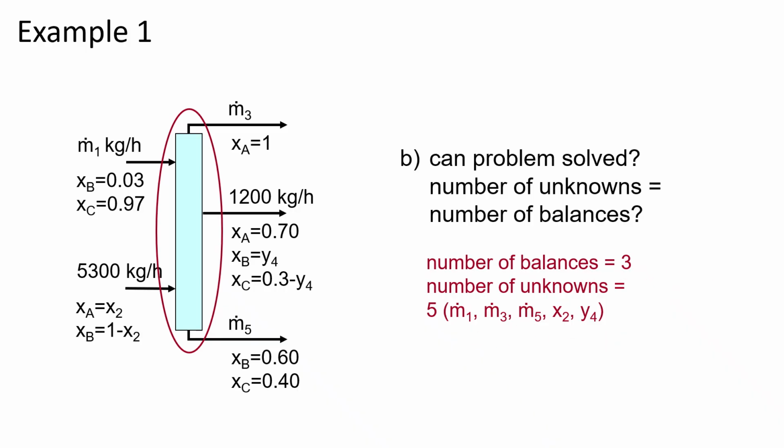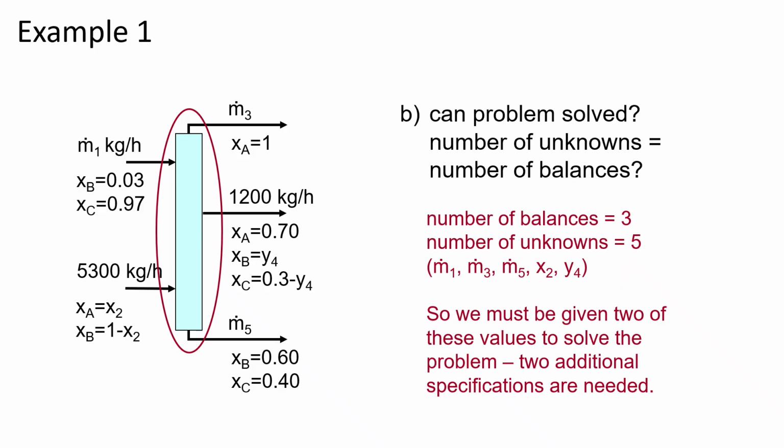So we're stuck at this time. There's no way we can solve for all those unknowns. What this means is that we need 2 additional specifications, that we have 2 degrees of freedom for this problem, that this additional information is needed before we can solve for the remaining unknowns.